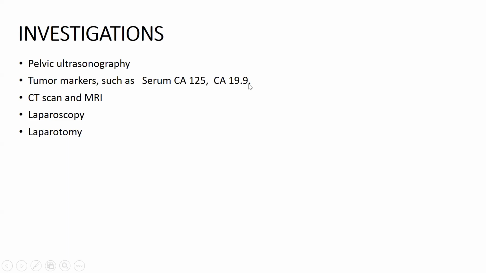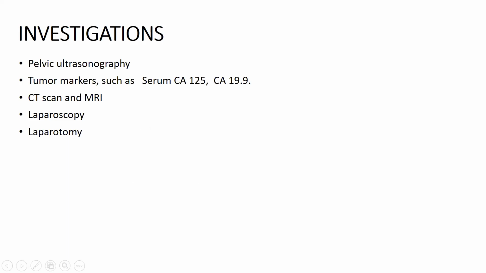CA125 is more specific for serous cystadenomas. CA19.9 is more specific for mucinous cystadenomas, and then there are CEA and alpha fetoprotein. What is CEA specific for? CEA and alpha fetoprotein, any guesses? Which one is for yolk sac tumor? More specific, alpha fetoprotein. Very good. So those are the things.